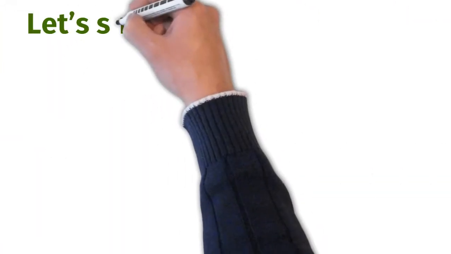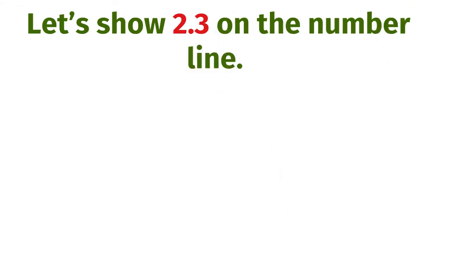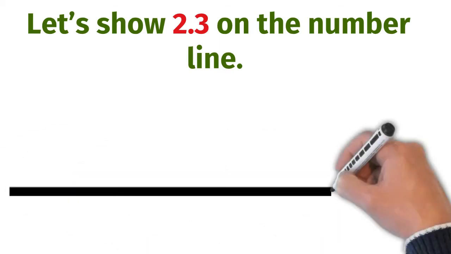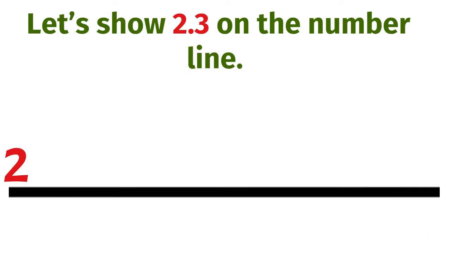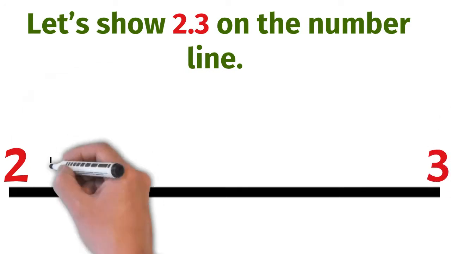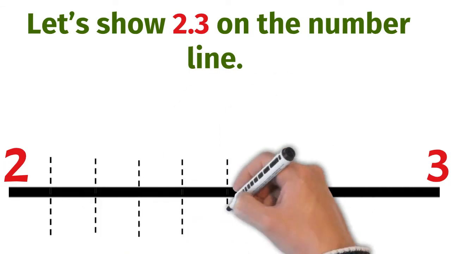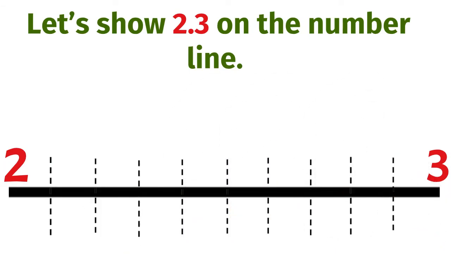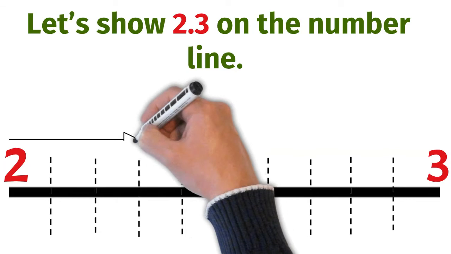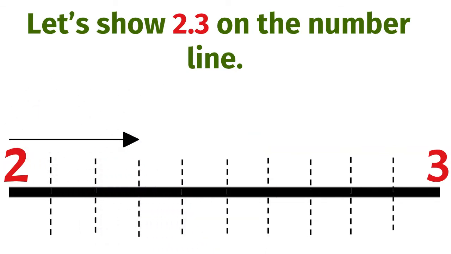Another example, let's show 2.3 on the number line. Here the whole part is 2. So we have to draw a number line and place 2 and its successor, that is 3, on it. Then we have to divide the length between them into 10 equal parts. As here the digit in 10th place is 3, starting from the point 2 we have to jump 3 parts to right and the point is marked.